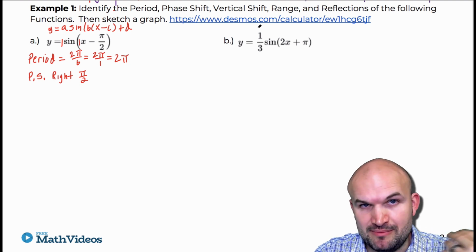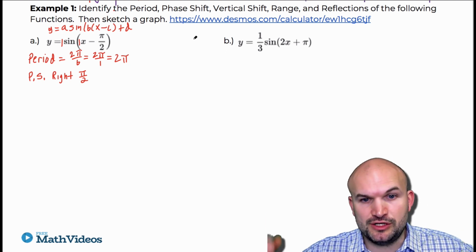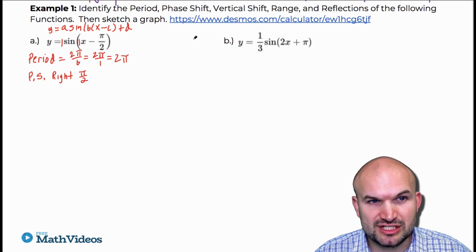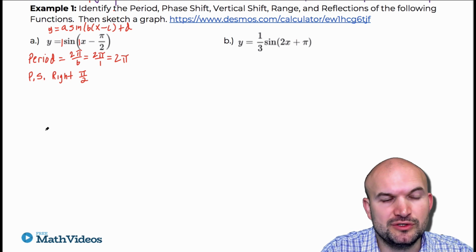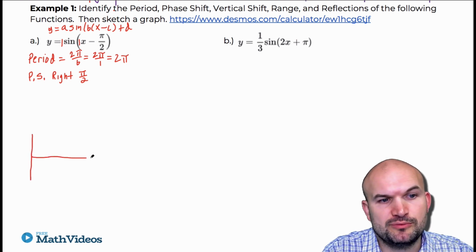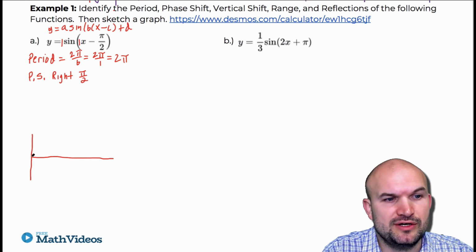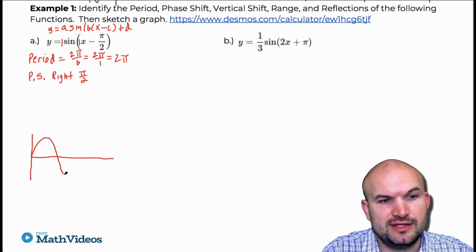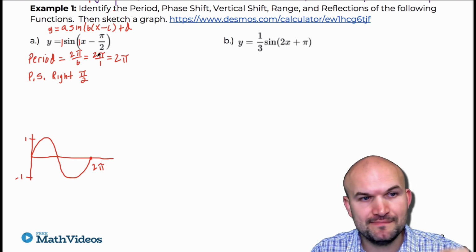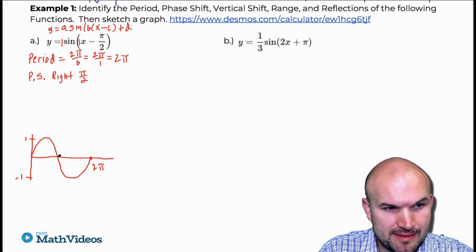Now, I didn't ask for the domain because for sine and cosine, the graphs continue indefinitely, so therefore the domain is all real numbers. To understand the range, let's do a rough sketch of the graph to better understand that. I'm going to first sketch the initial period. This is the sine graph, so I know this graph kind of looks like this. It goes to 2 pi, and there's the 1 and the negative 1.